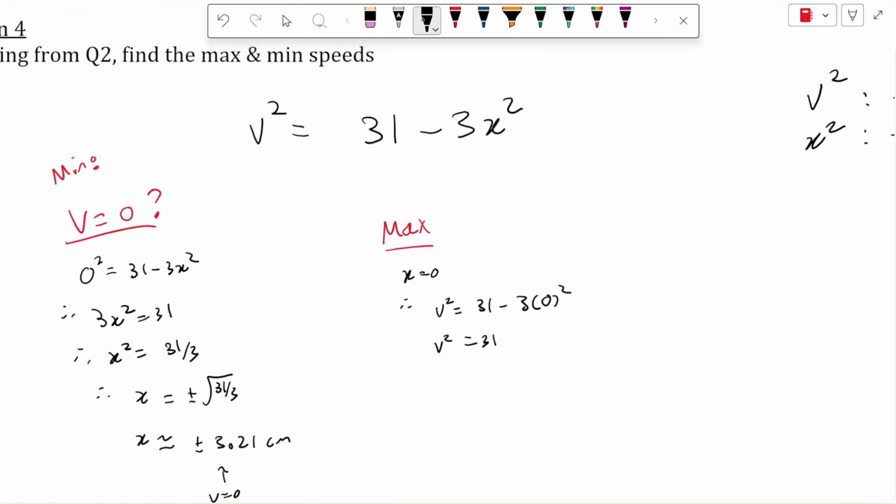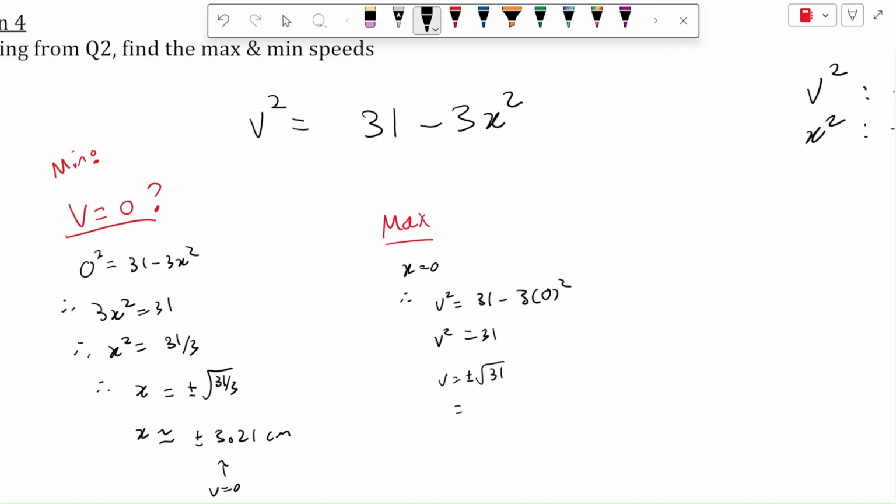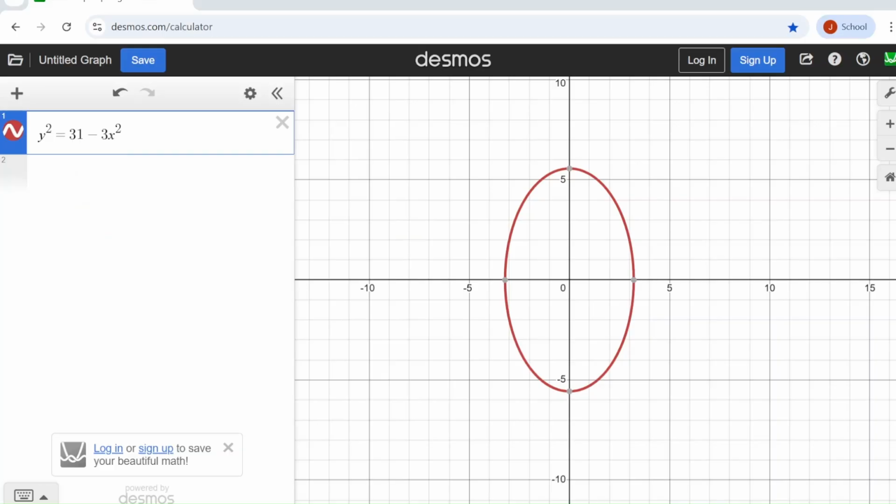And then v would be root 31 with a plus or minus, and we can get an approximate for that. So root 31, 5.57, roughly. So therefore, centimeters per second, and we should have units there as well. So speed would be 5.57 centimeters per second. All right.